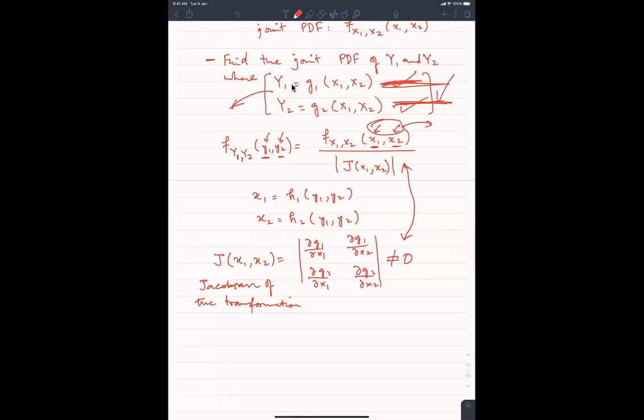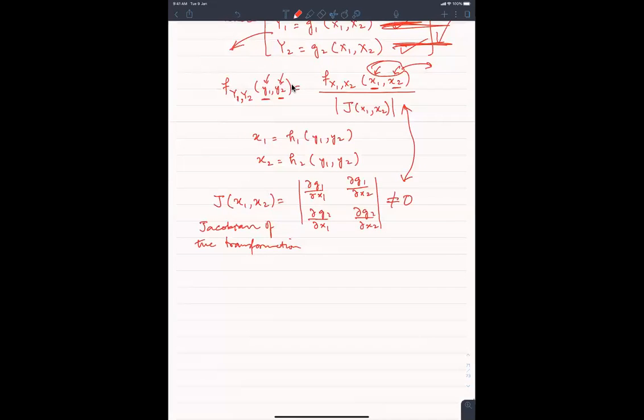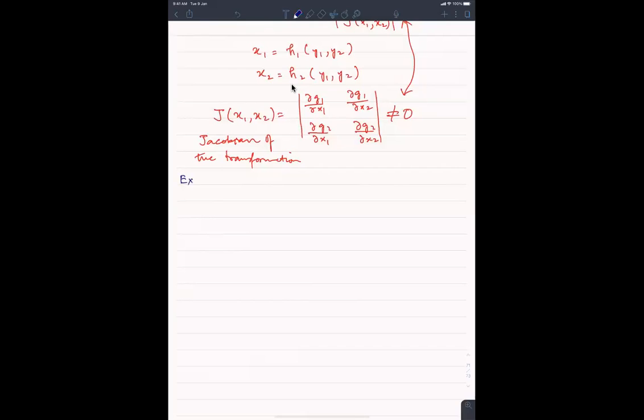So obviously, an example is in order to make sure that we clearly understand this. We have a very simple example: you are given y1 is equal to x1 plus x2. This is some function. Similarly, you are given y2 is equal to x1 minus x2. Okay, very simple.